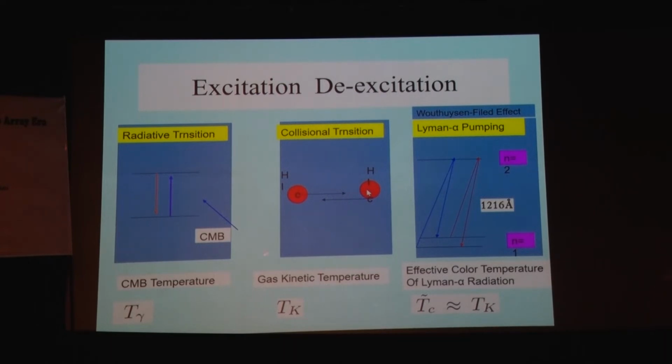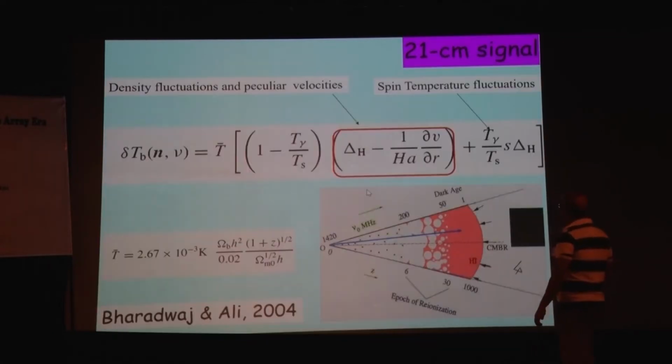So there are three processes which can cause these hyperfine transitions. One of them will try to take the spin temperature to the CMB temperature. Both of the others, in most cases, will try to make the spin temperature the kinetic temperature, the motion of the hydrogen atoms. These are the three processes which are at play.